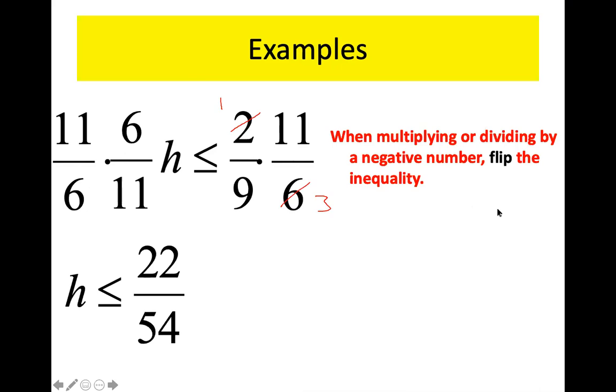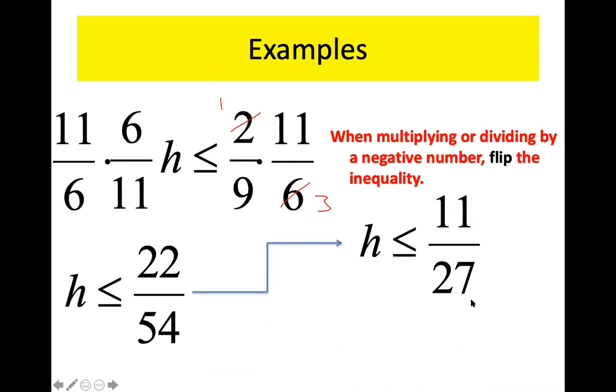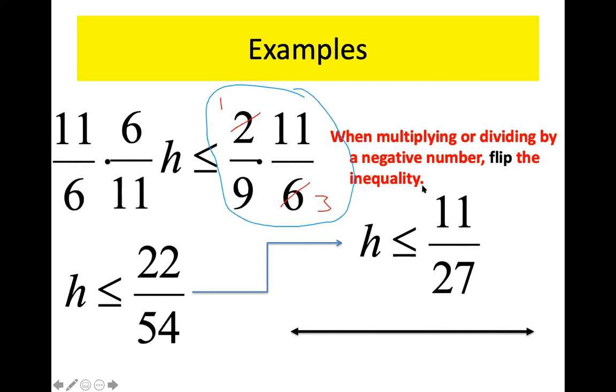Right? If you don't cross reduce, you get a big number, 22/54. 2 times 11, 9 times 6. And then you've got to reduce. Well, it reduces to 11/27. So my point here is that if you can, it is far easier to cross reduce than to reduce a really big number. So I always cross reduce.